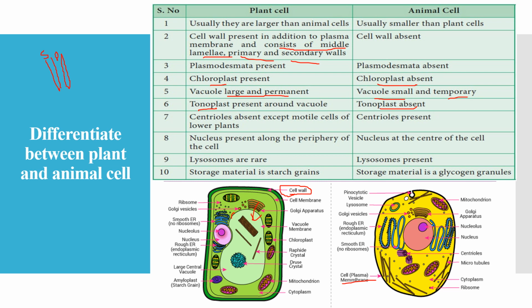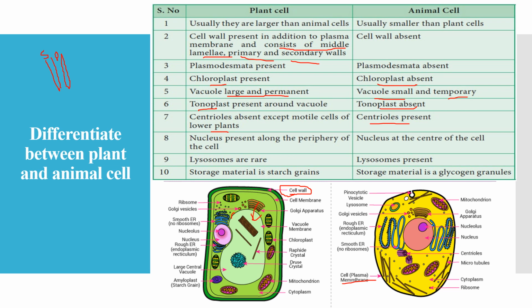Centrioles are absent except in motile cells of lower plants. In lower plants centrioles are present, but in higher plants, like in angiosperm and gymnosperm, centrioles are absent, whereas in case of animal cells centrioles are present, and centrioles are responsible for formation of spindle fibers.